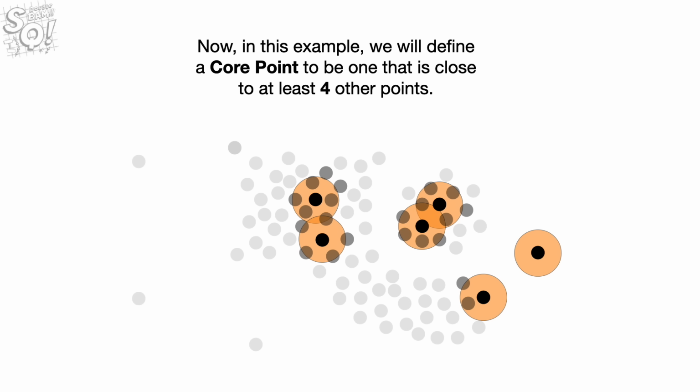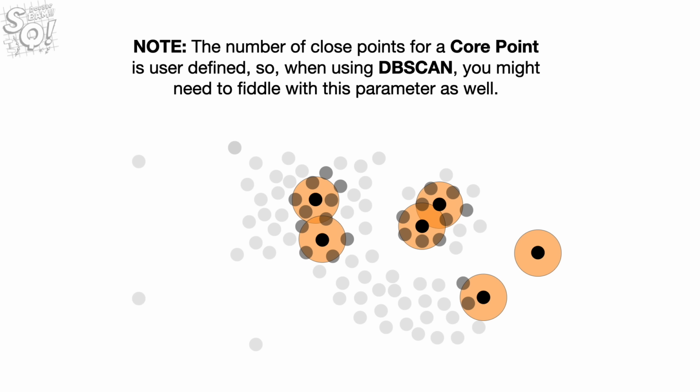Now, in this example, we will define a core point to be one that is close to at least 4 other points. Note, the number of close points for a core point is user-defined, so, when using DBSCAN, you might need to fiddle with this parameter as well.